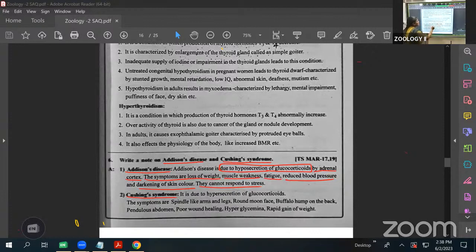Three, you write it here: the loss of weight, the muscle weakness, reduced blood pressure, and darkening of the skin. This one is about Addison's disease.